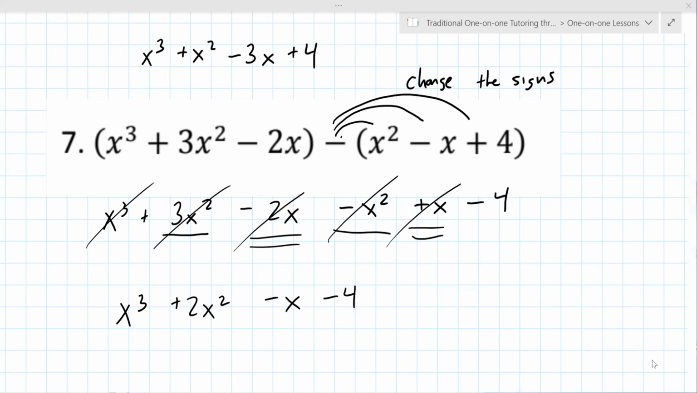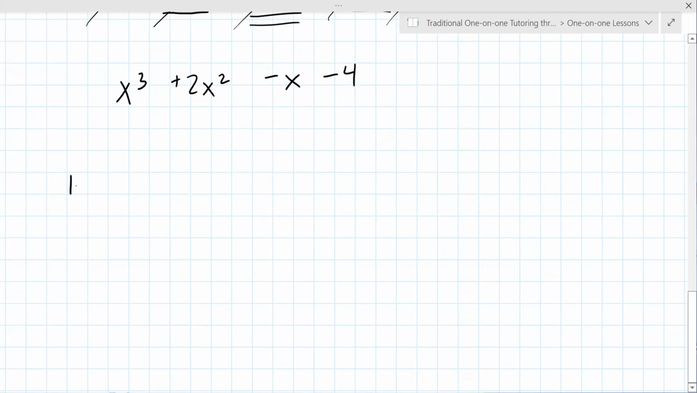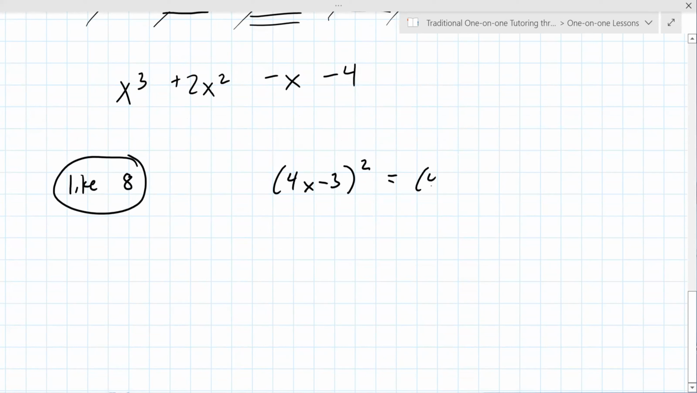Okay, let me just make kind of a problem like 8. Let's go like 4x minus 3 squared. It's always best to write this out as 2 binomials multiplied by each other. And then you just FOIL, right? You just FOIL here. Do you want to try FOILing this one just to kind of get in the action here? And then I'll look ahead here to our future problems, see what we got.